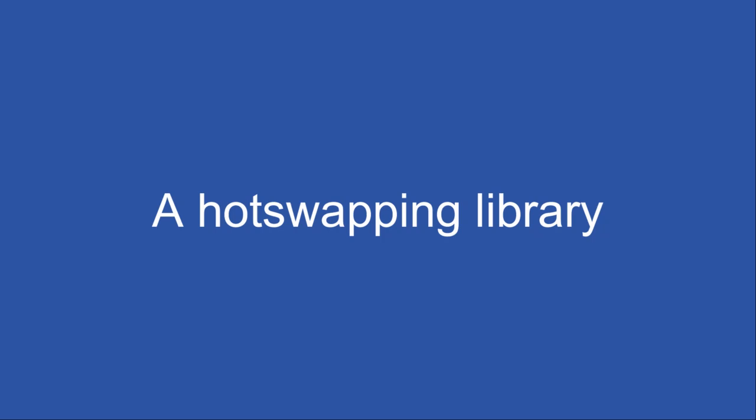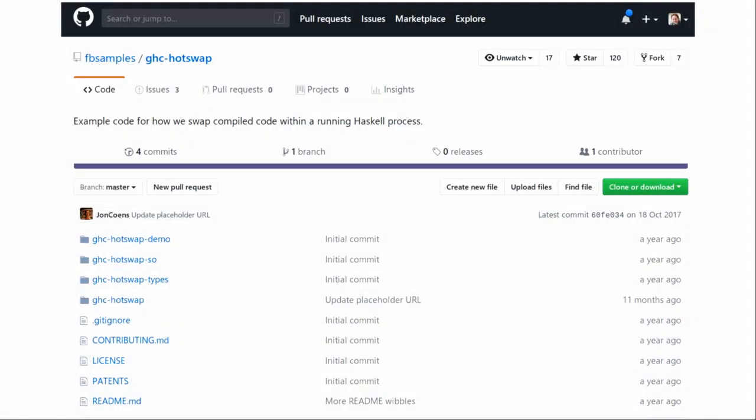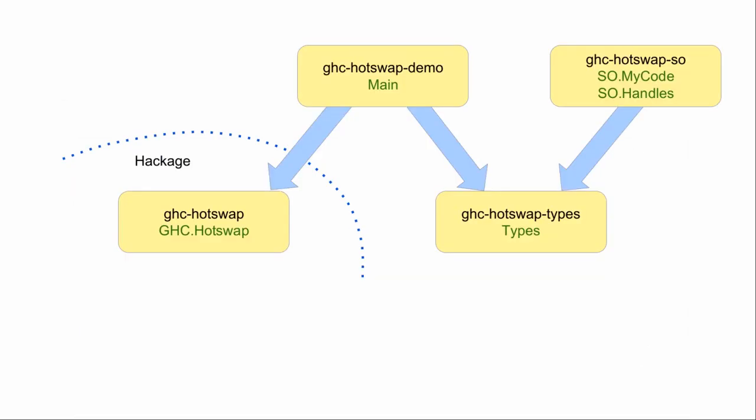Okay, so I'm going to show you a bit of our hot swapping library, our demo library, which is on GitHub. It consists of 4 packages, of which one of them, the GHC hot swap package, is just a library that you can use. You can import that from Hackage. So what are these other ones? Well, remember I said that the API between the server code and the dynamically linked code has to be completely static. It can't change from one version to another.